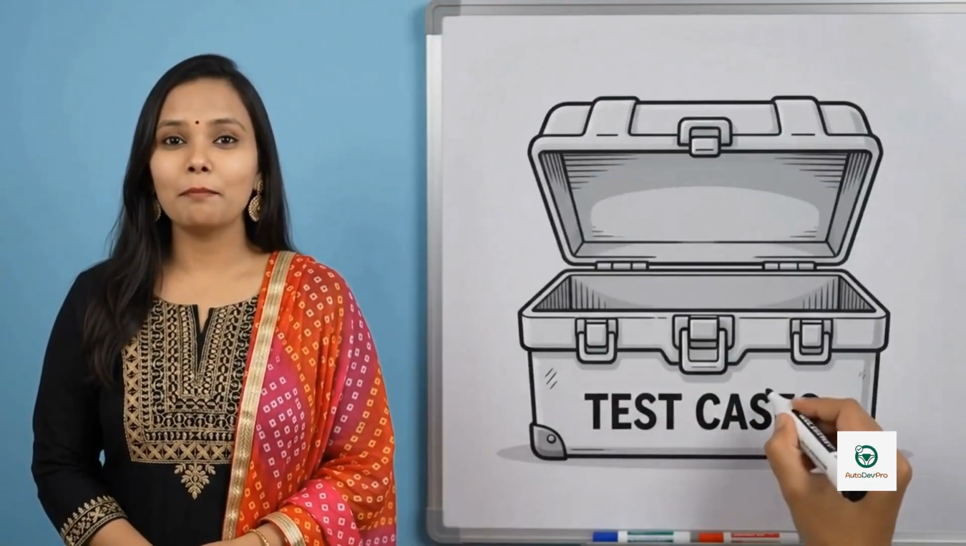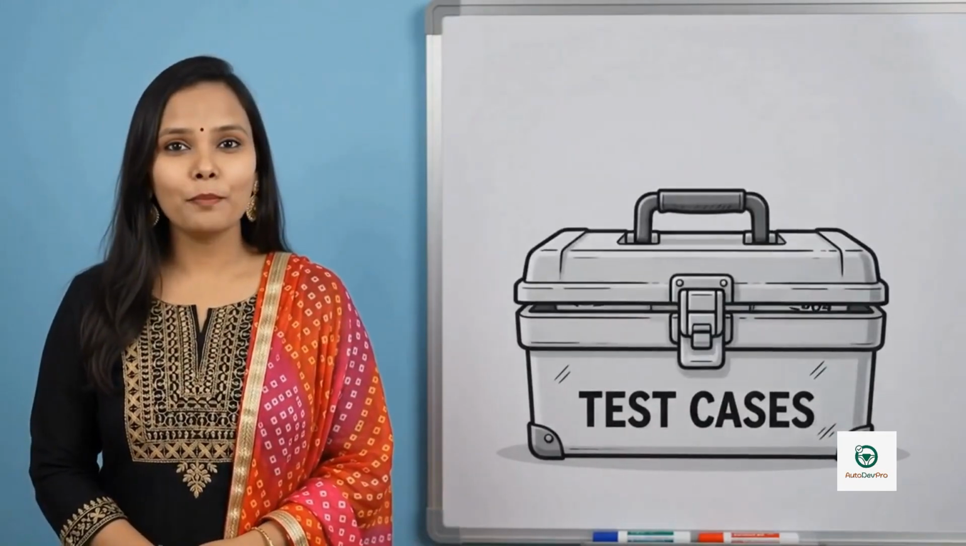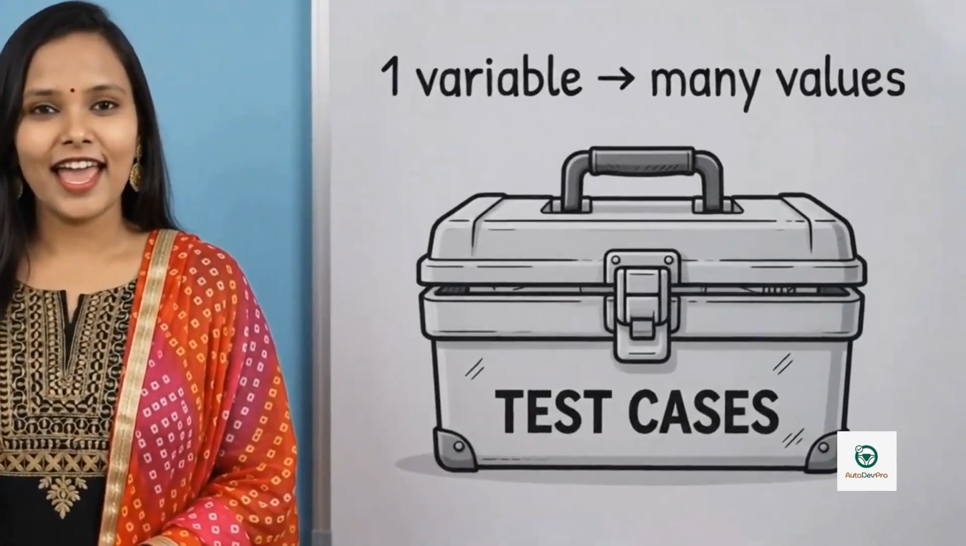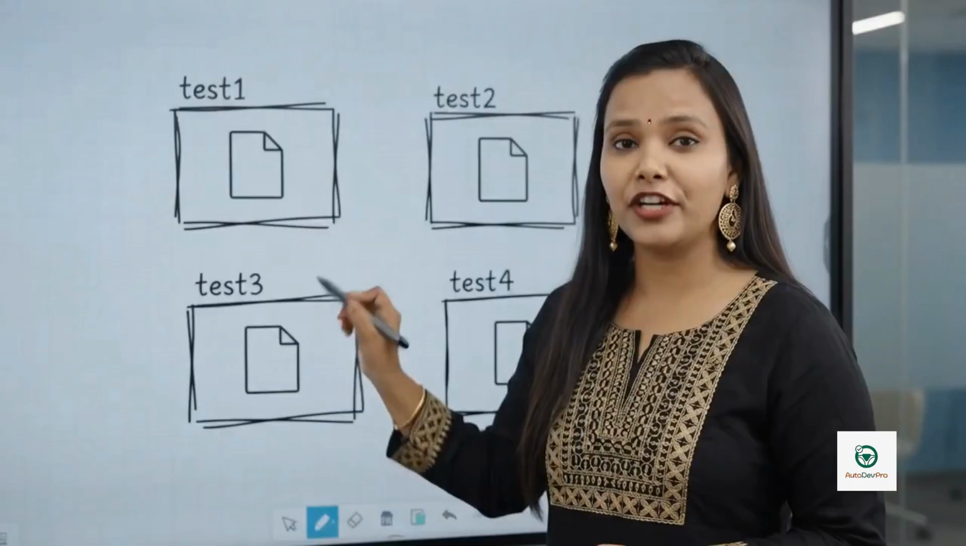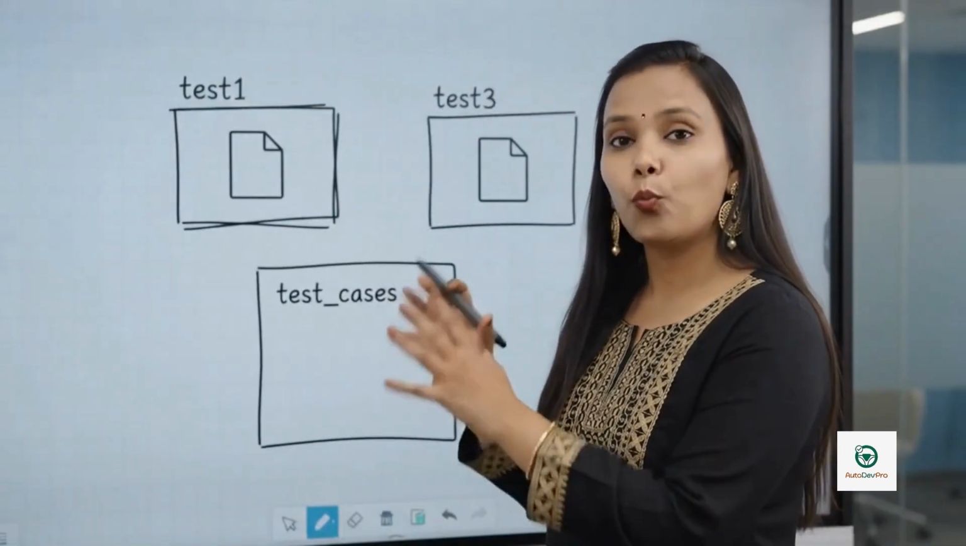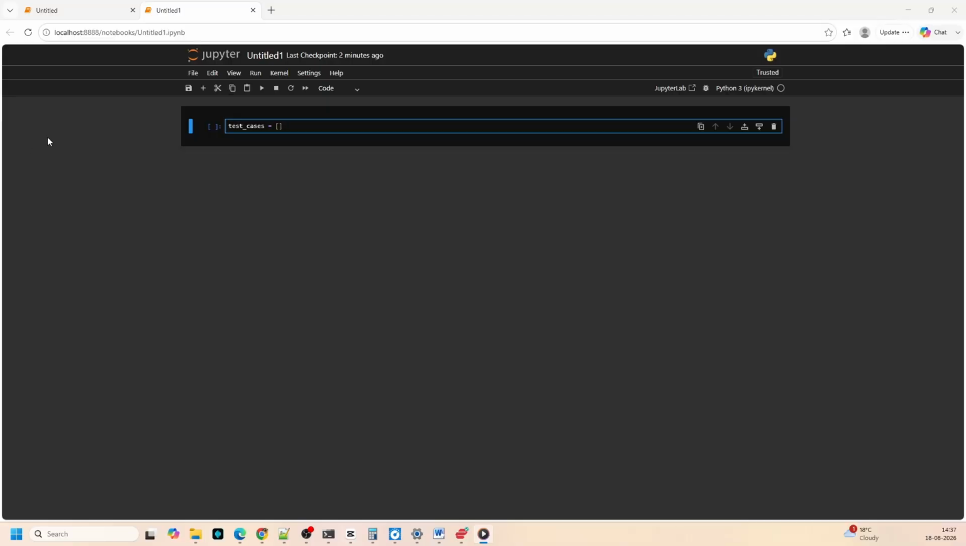Lists are used to store multiple items in a single variable. Lists are one of 4 built-in data types in Python used to store collections of data. Instead of creating 4 separate variables for 4 test cases, like we did yesterday, we create one list that holds all of them together. Let's create our first list.